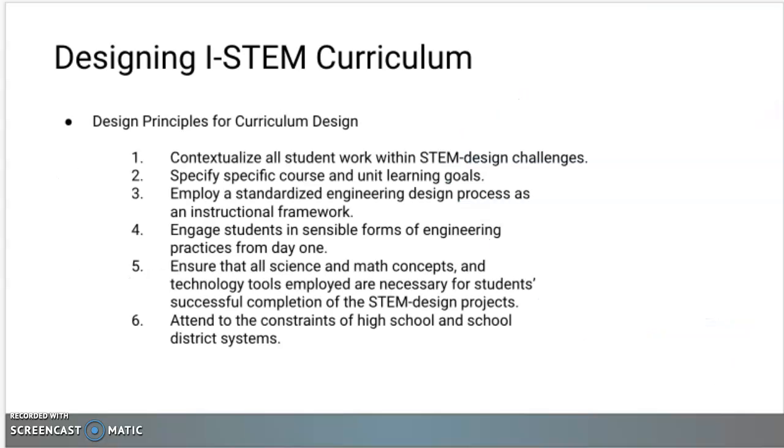So to begin, the team created 6 design principles for their curriculum design process. It started with contextualizing student work, specifying course and unit learning goals, employing a standard of the engineering design process as a framework, engaging students in sensible forms of the engineering design process, ensuring that science and math concepts are necessary for student learning, and to attend to the constraints of high school and school district systems. I'm going to go into detail over the first 5 of these.